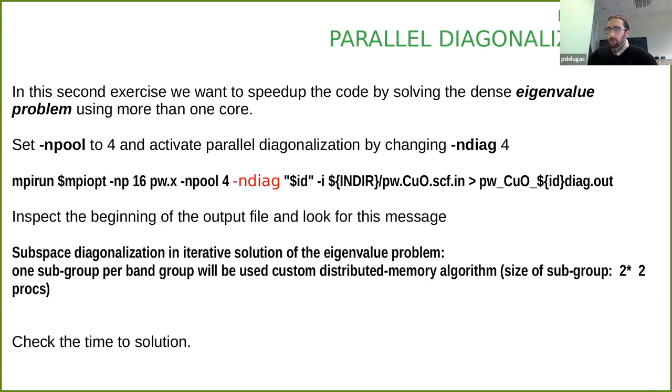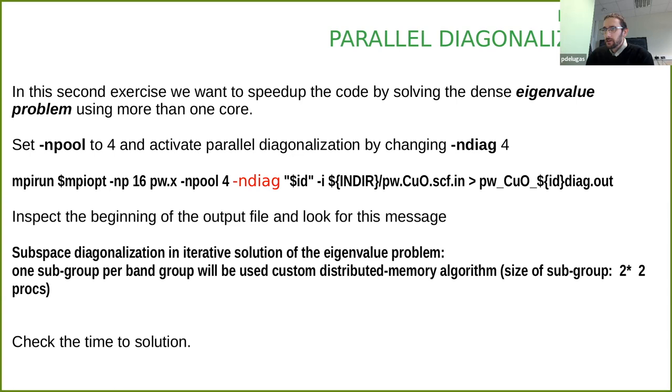Now we worked with the N-pool parameter, and now we also set the N-diag parameter. What is the N-diag parameter? Basically, it's a number that specifies the number of subspaces you divide your matrix into to diagonalize, in order to parallelize the algorithm. The default value for NDiag is one, namely serial diagonalization. I suggest you experiment with some values, let's say under 10, and see how the total time of your runs varies as a function of this parameter.